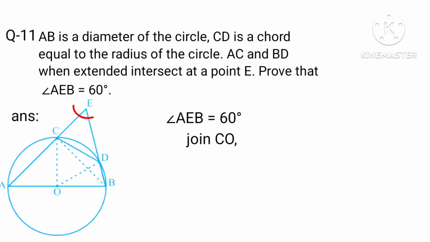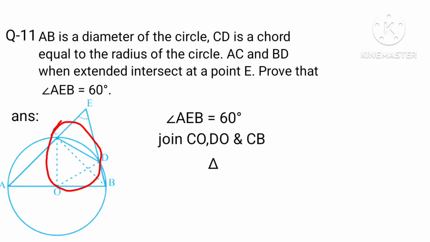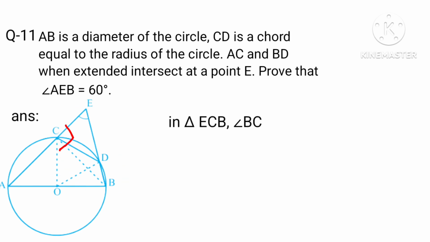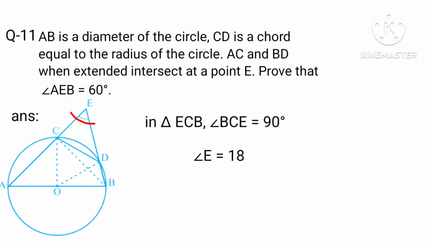Join CO, DO, CB. Triangle COD is equilateral. Angle COD equals 60 degrees. Therefore, angle CBD equals 1/2 of 60 degrees equals 30 degrees. Now in triangle BCE, angle BCE equals 90 degrees. Therefore, angle E equals 180 minus (90 plus 30) degrees equals 60 degrees.